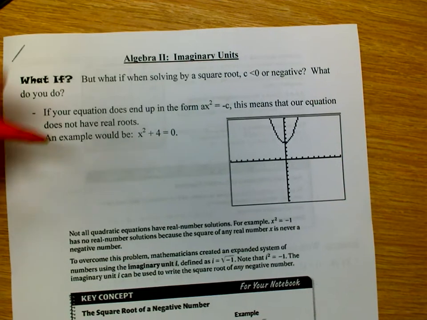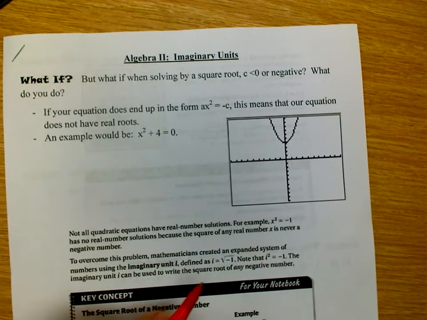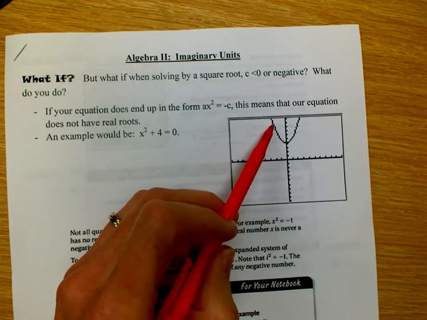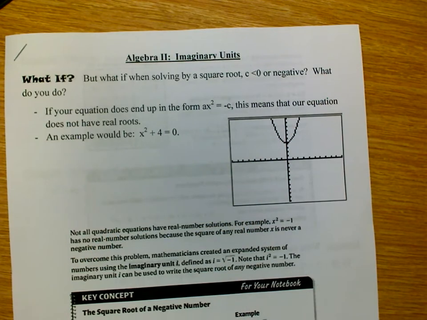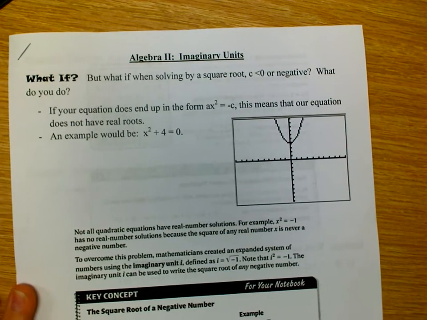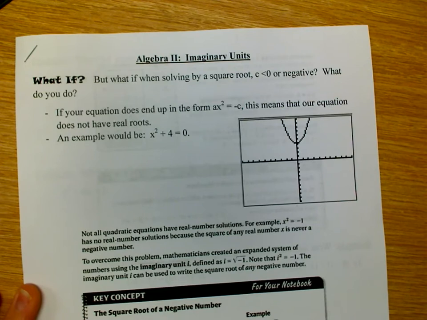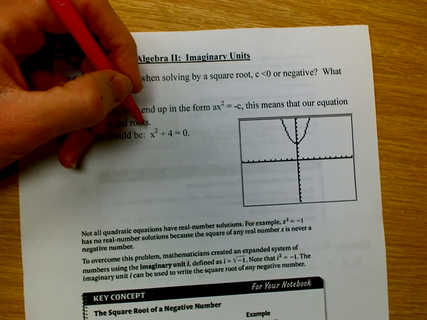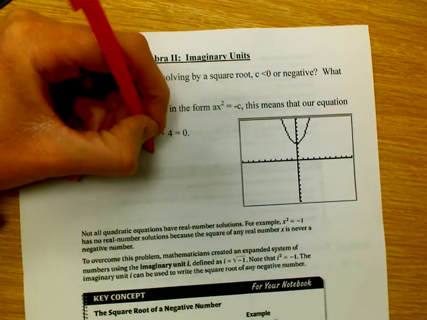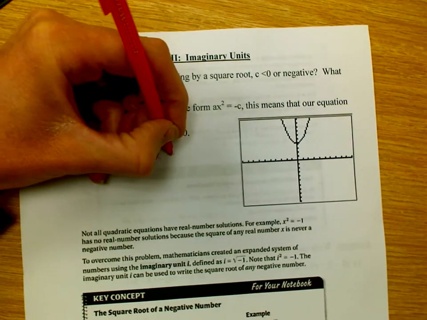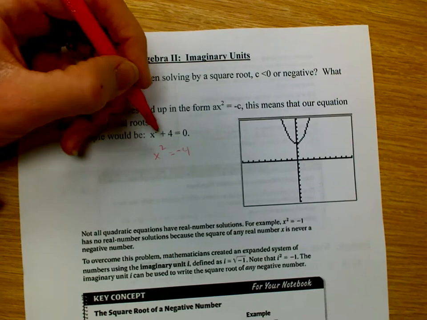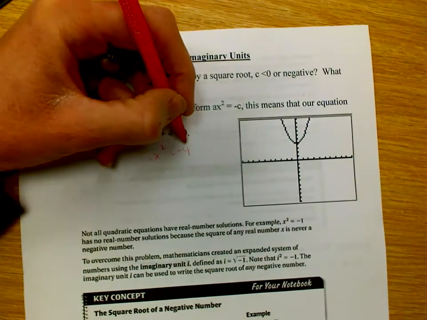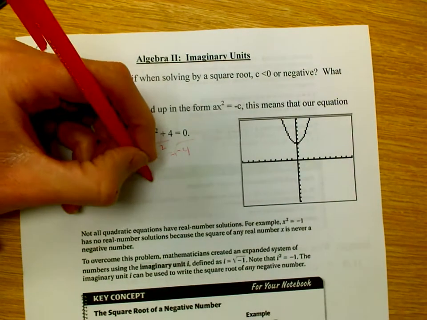A great example is x squared plus 4 equals 0. Now, if we were solving this problem by square roots, and you can see the graph over here, notice that the parabola does not cross the x-axis. So really that means that there are not going to be any real solutions for x. And here's why. Our first step, if we were going to solve by square roots, would be to subtract 4 from both sides, and that would get us to x squared equals negative 4. Our squared term is by itself, and so then we would square root both sides.